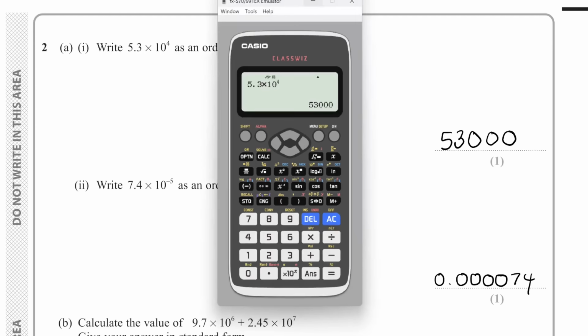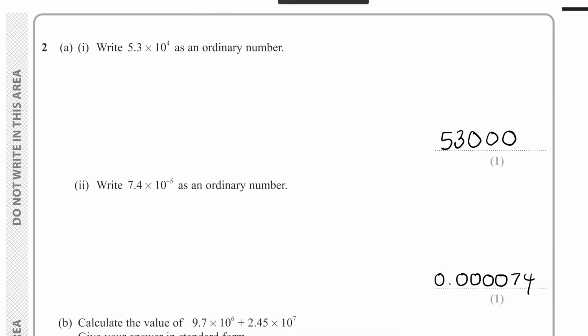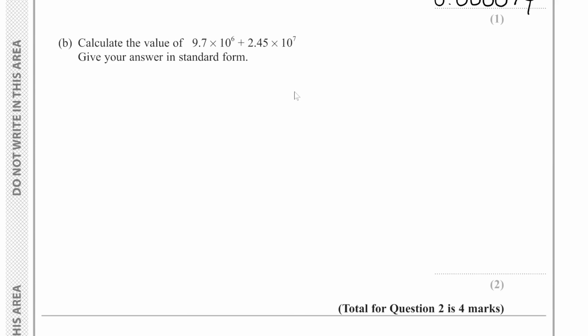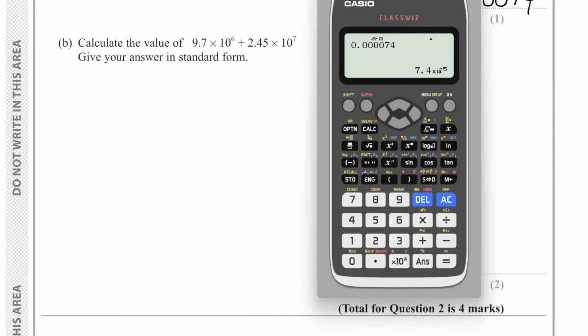Again, check on the calculator. So if I type in 0.00007 4, with 4 zeros, 7, 4, it's going to take me to 7.4 times 10 to the power of negative 5. Calculate the value of 9.7 times 10 to the power of 6 plus 2.45 times 10 to the power of 7. Give your answer in standard form. I am just going to type it into the calculator, and it's probably going to give me an answer not in standard form, and then I'll just convert it.